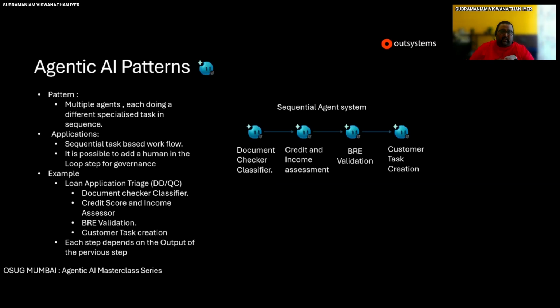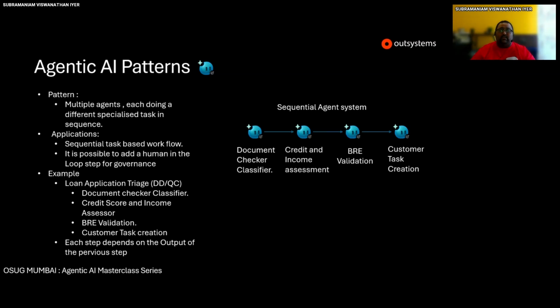The simplest pattern is the sequential agent system, where you've got a sequence of AI agents. In this particular case, you've got, let's say, a document checker and classifier, a credit and income assessment agent, a BRE validation agent, and a customer task creation agent. Each of these agents processes their information and passes it on to the following agent.